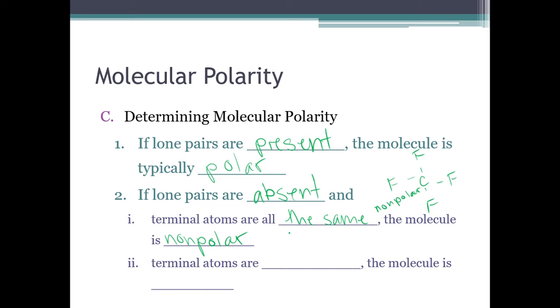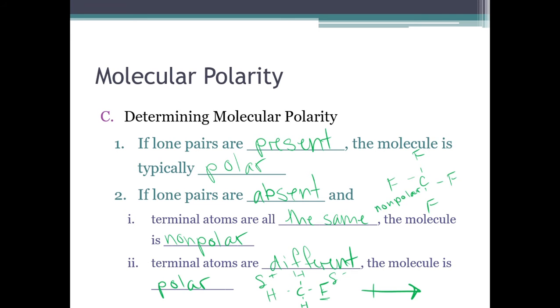If lone pairs are absent and the terminal atoms are different, then your molecule is probably polar. So this would be like if we swapped a couple of these fluorines out for hydrogens. We had carbon bonded to 3 hydrogens, oops, we ran out of room, and 1 fluorine. There are no lone pairs, but the terminal atoms are not all the same element. We've got this one random fluorine here. This is a polar molecule. It's got a net dipole pointed to the right. It's more negative where the fluorine is, and more positive where the hydrogens are.